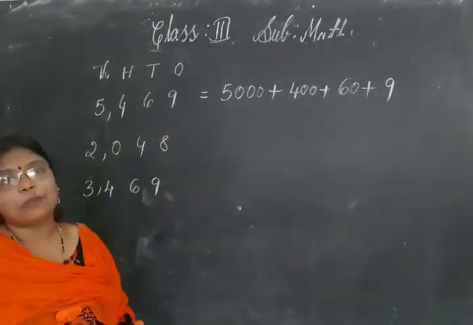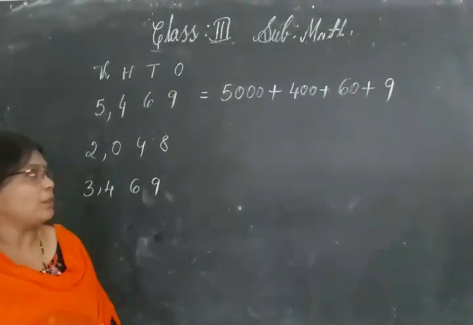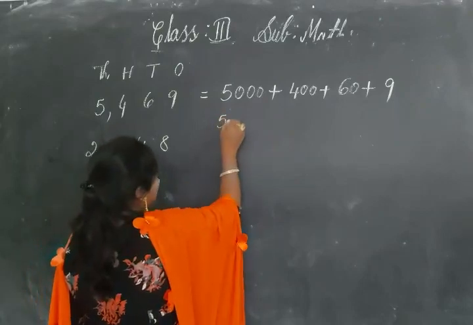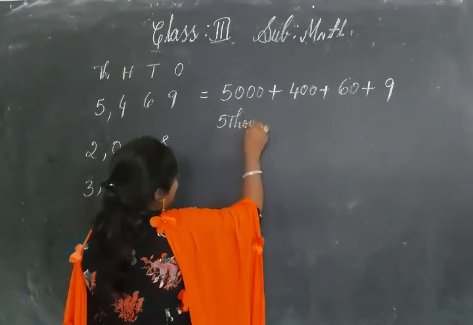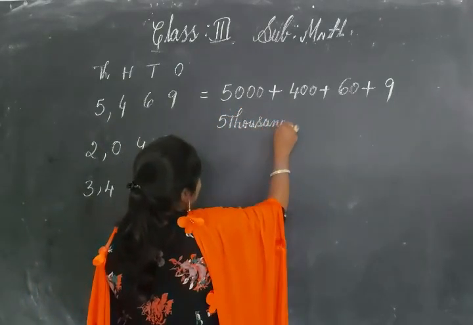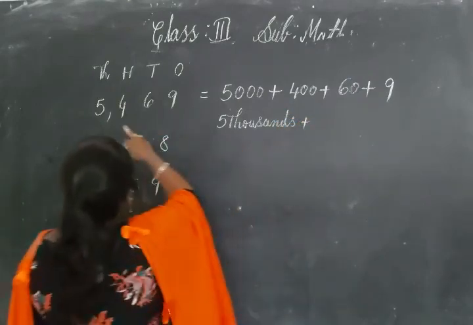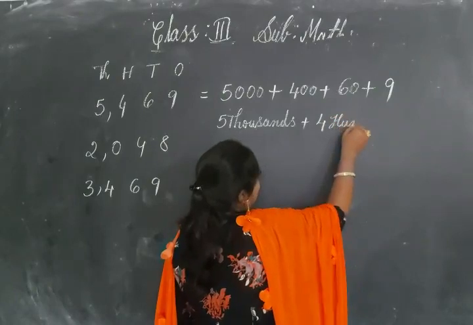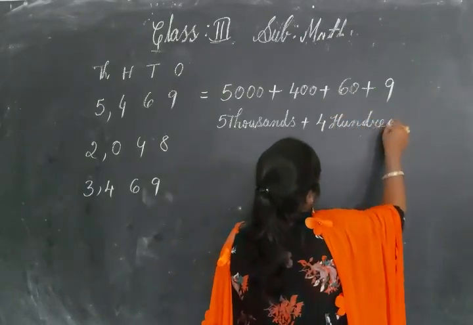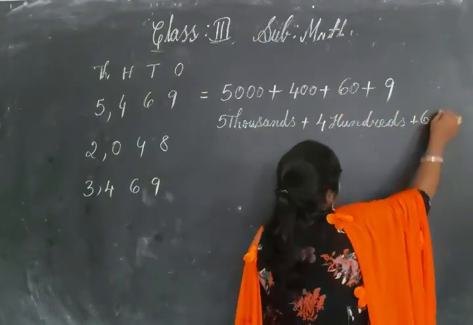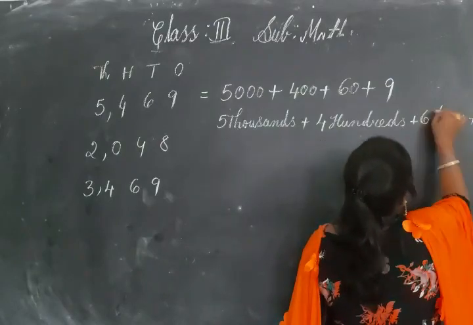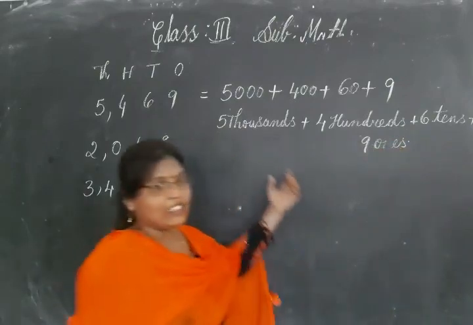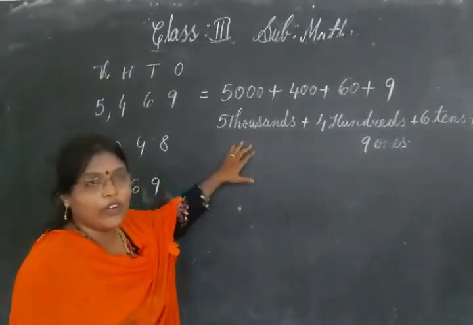We can write the expanded notation in another form also. What is that? How many thousands do we have here? 5 thousands, so write 5 thousands. How many hundreds? 4 hundreds. 6 tens. 9 ones. So this is the other way to write the expanded notation.